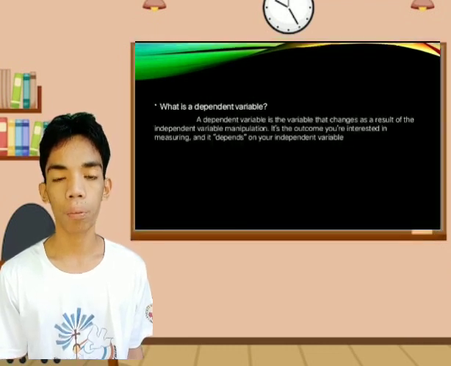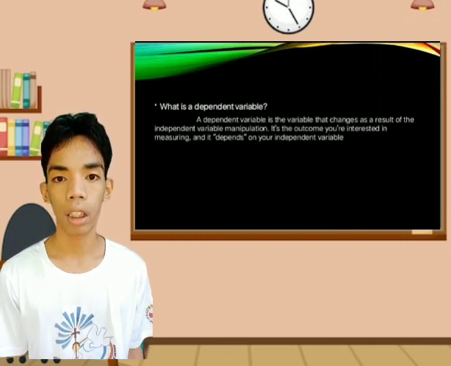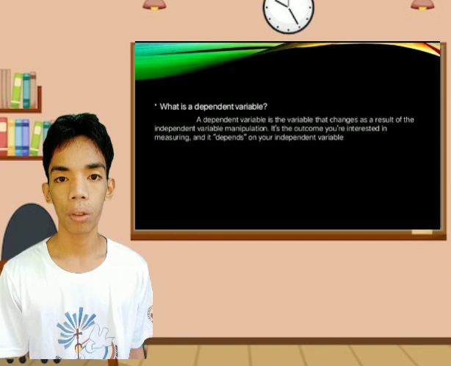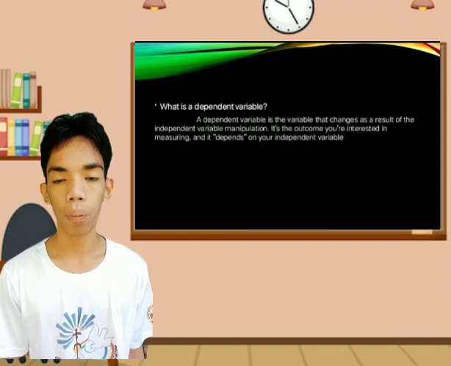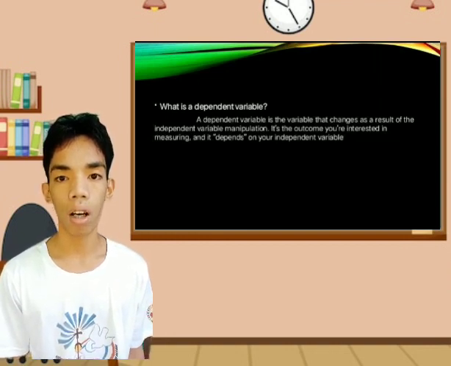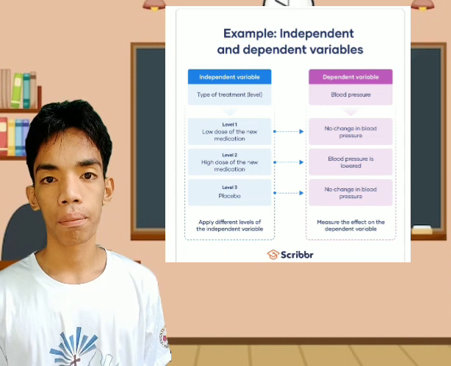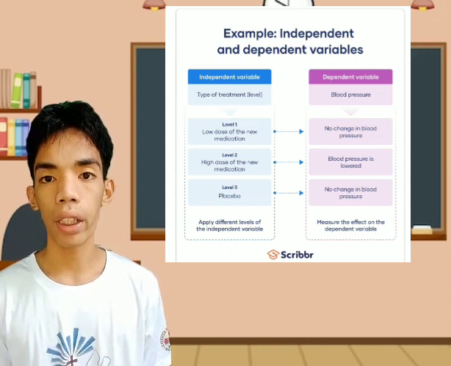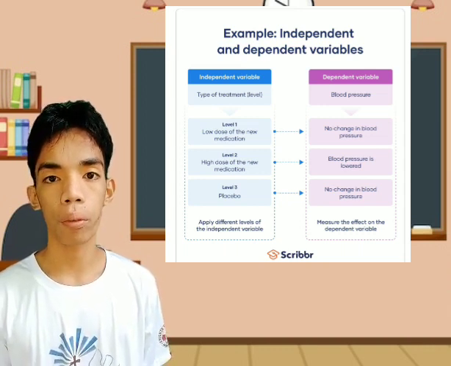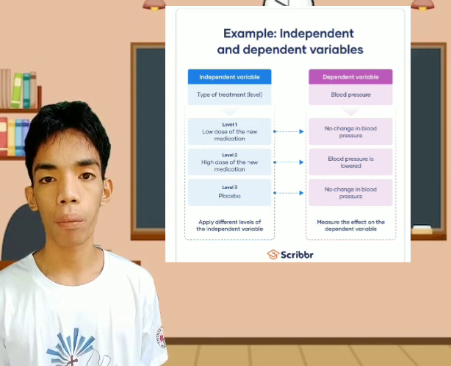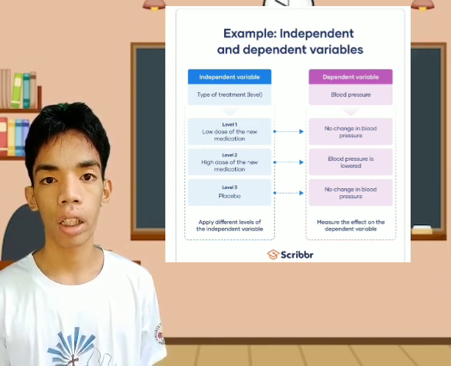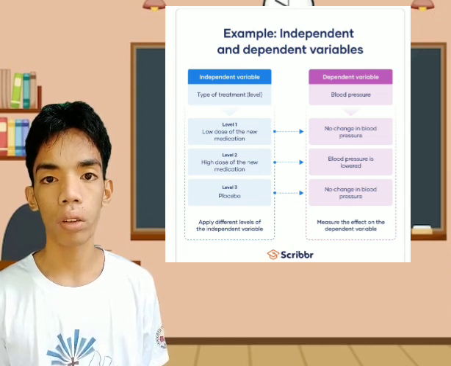What is a dependent variable? A dependent variable is the variable that changes as a result of the independent variable manipulation. It is the outcome you're interested in measuring and it depends on your independent variable. Example: independent variable, type of treatment. Dependent variable, blood pressure. Independent variable, level one, low dose of the new medication.